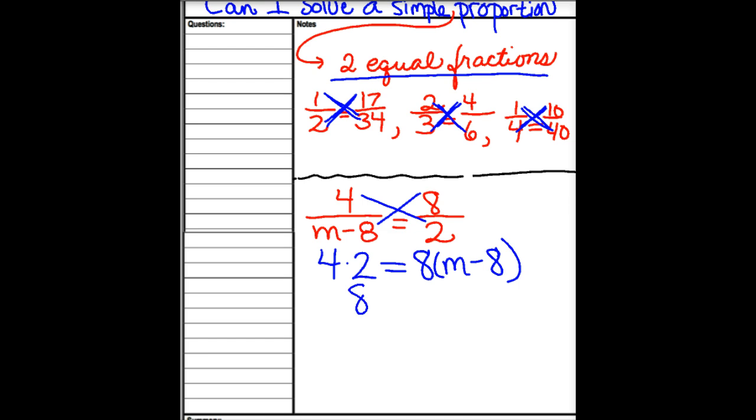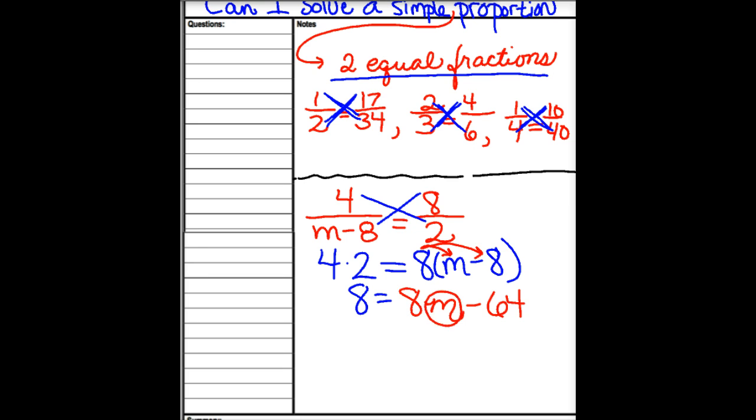4 times 2 is 8, and then I've got the distributive property. 8 times m is 8m. 8 times 8 is 64. Now my goal is to solve this for m.